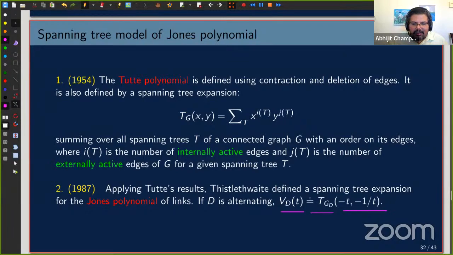This is only for alternating knots. So what are we getting now? We are getting the Jones polynomial as a sum over the spanning trees of the Tait graph of monomials, right? So remember that the Kauffman bracket was not a sum of monomials. It had lots of cancellations, but here now we are actually getting monomials.